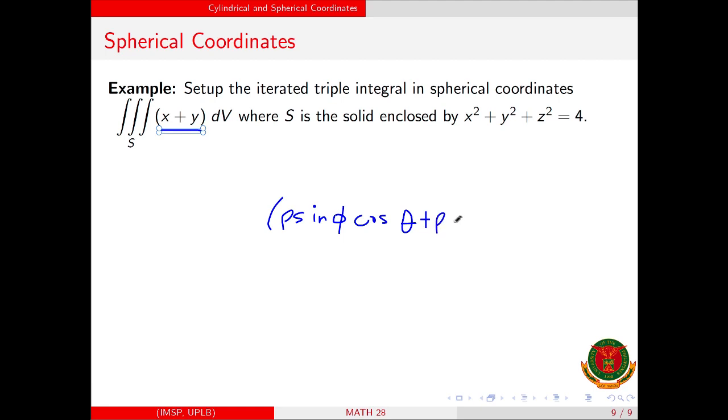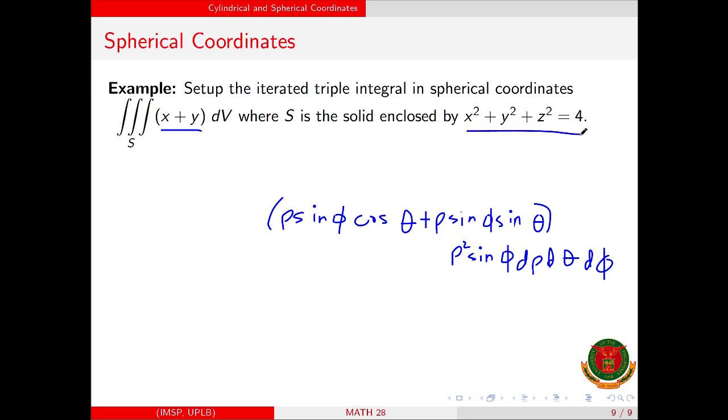For y, that will be rho sine phi sine theta. And of course, our dV, that will be rho squared sine phi d rho d theta d phi. Now, the bounds for the integral, this will be easy since the solid is just a sphere.